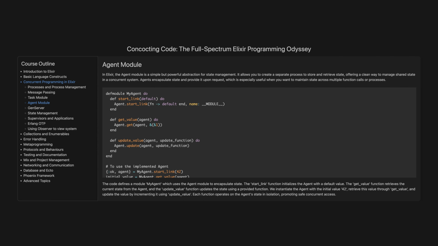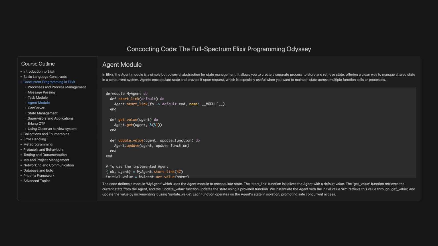Agent module. In Elixir, the Agent module is a simple but powerful abstraction for state management. It allows you to create a separate process to store and retrieve state, offering a clean way to manage shared state in a concurrent system. Agents encapsulate state and provide it upon request, which is especially useful when you want to maintain state across multiple function calls or processes. The code defines a module, MyAgent, which uses the Agent module to encapsulate state.